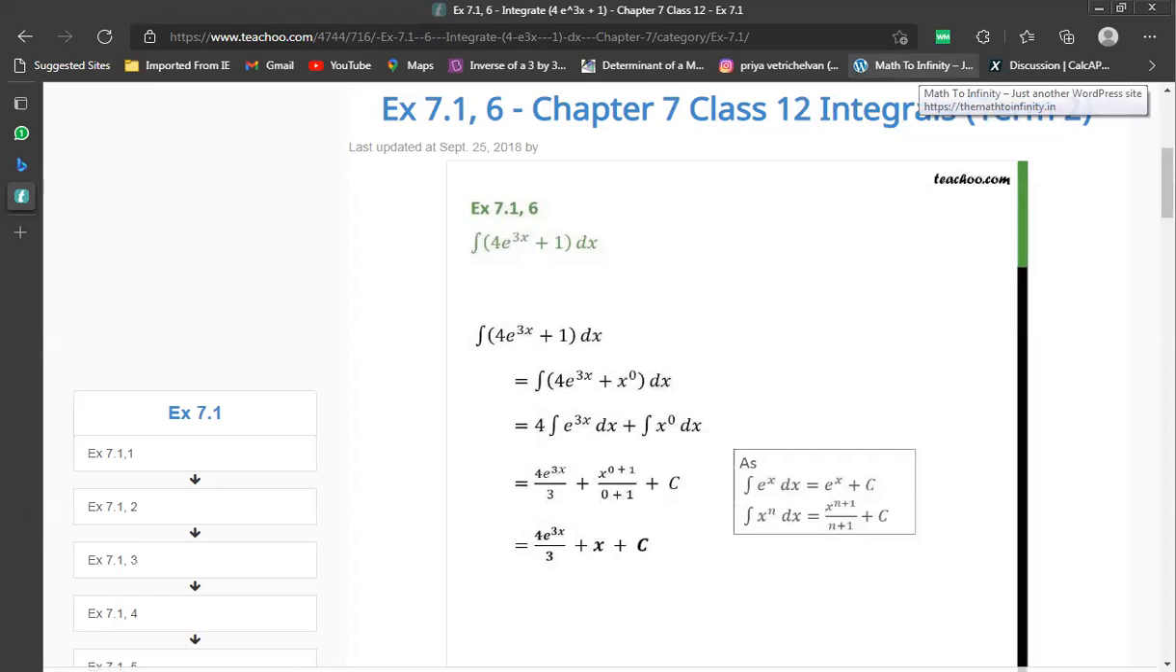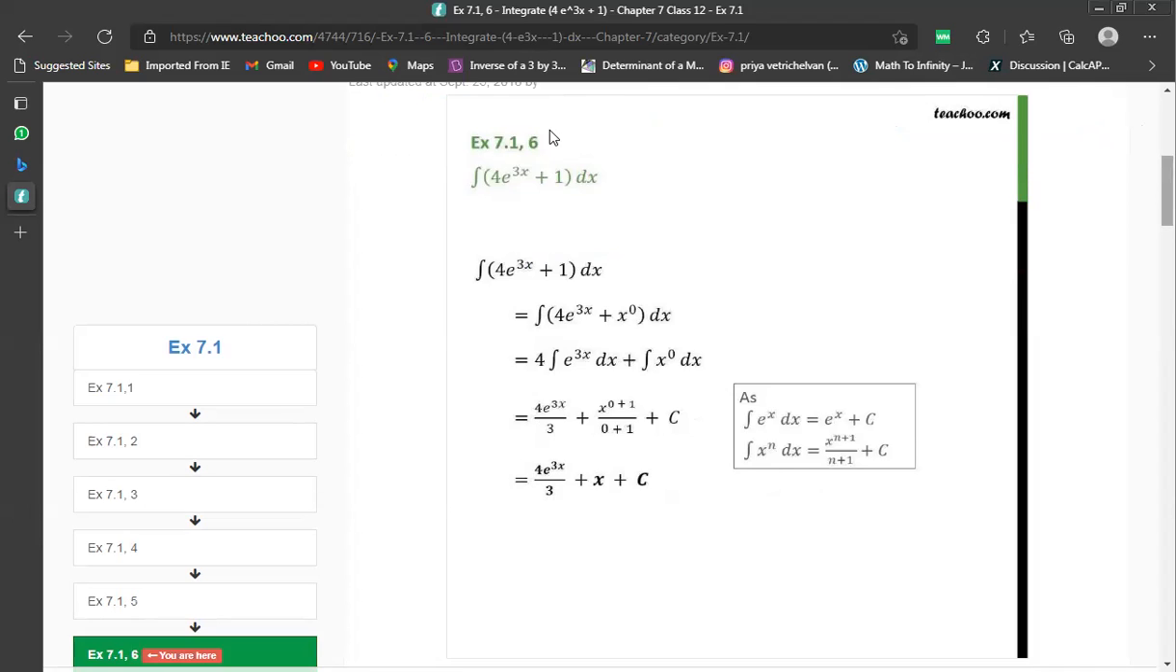So we'll do integration revision today. So 7.1 question number 6, integral of 4 into e power 3x plus 1 into dx. You can integrate this with the help of the distributive property. First you can split them into two parts, 4 into e power 3x dx plus 1 into dx.